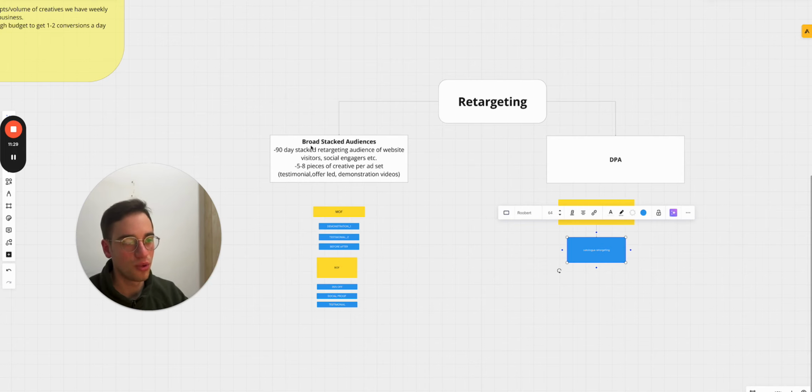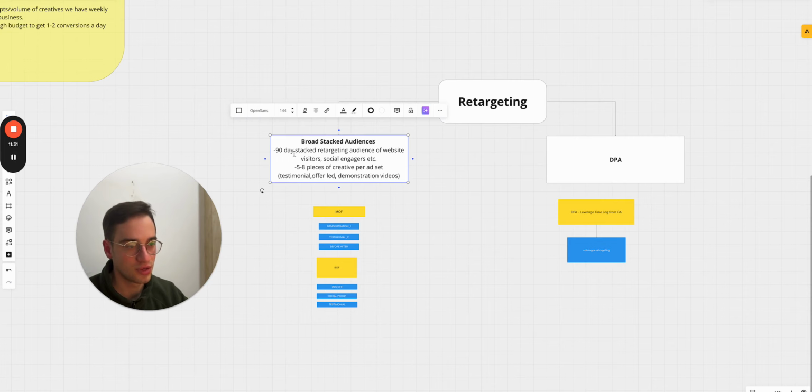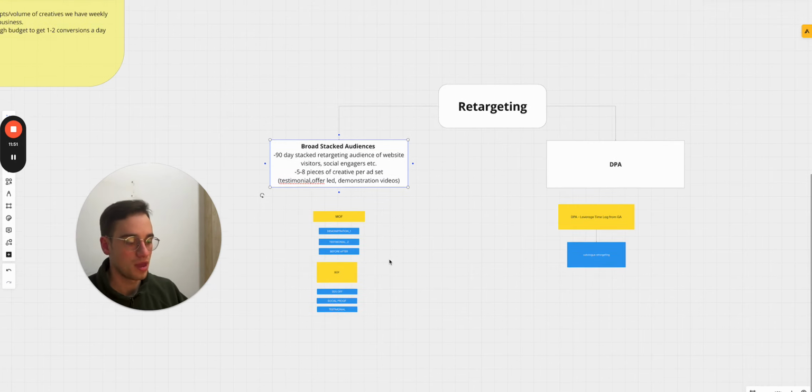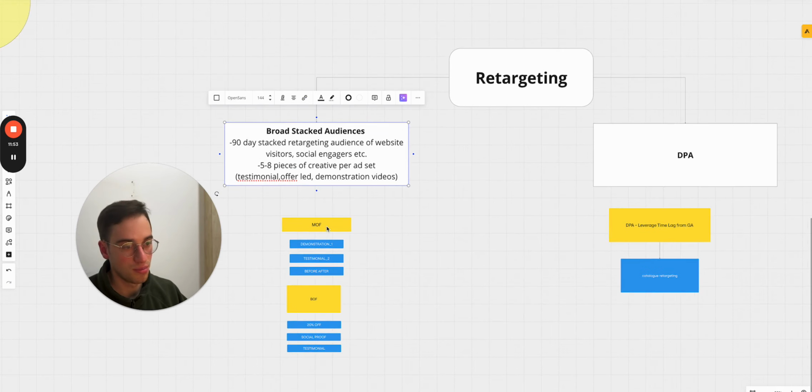I like to use more broad stacked audiences, like a 90-day stacked retargeting audience of website visitors, social engagers, add to cart, view content, all this kind of stuff, but more broad, not just the last 30 days, probably the last 90. The reason is that these pixel audiences are very impacted by iOS 14 and all these tracking updates anyway. So initially, middle funnel and bottom funnel would be stacked in my opinion, just to get out of the learning phase, and then I'll try to separate those into two different ad sets.